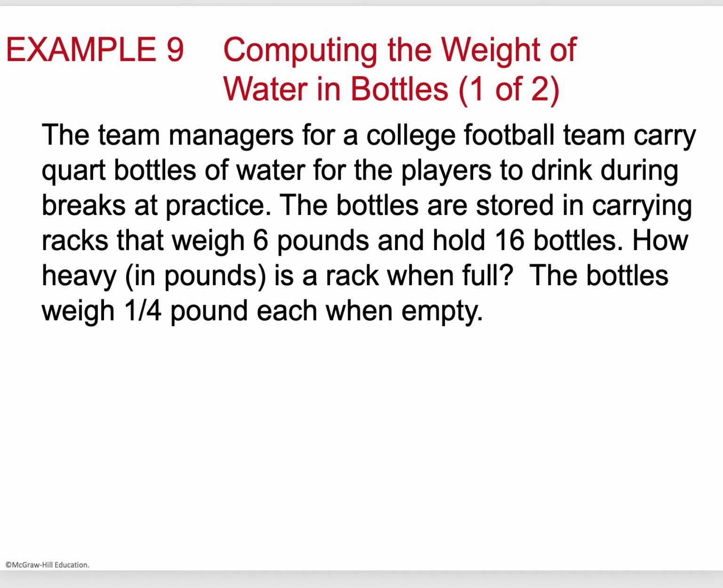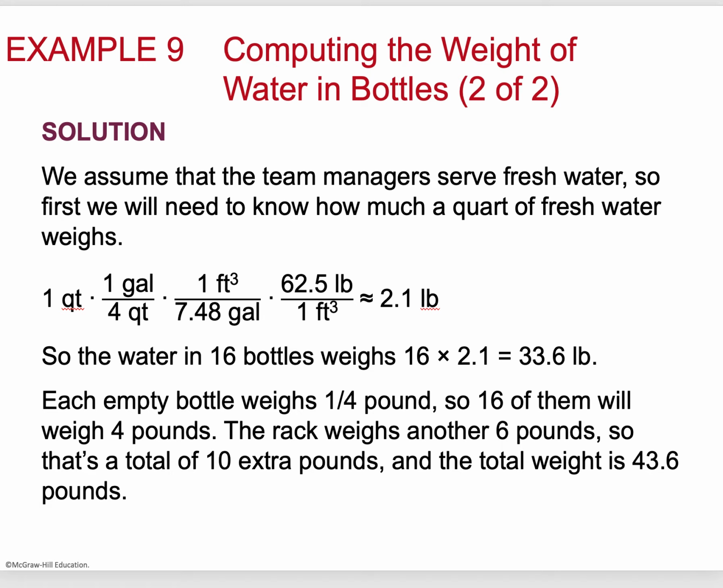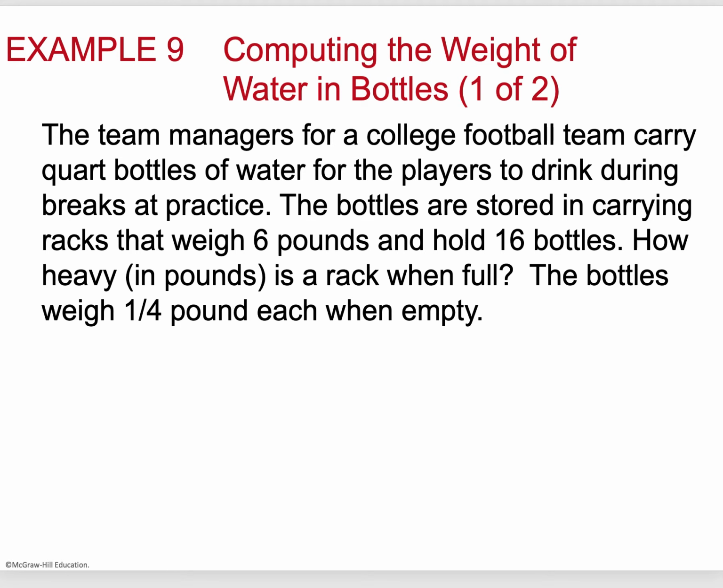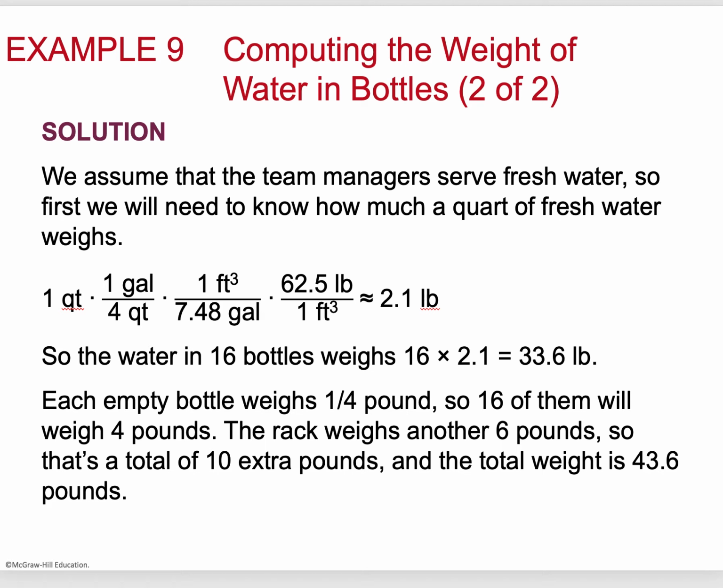If I want to compute the weight of water in bottles, I have to first take and find the capacity of the bottle. And in this case, they tell me the bottles are stored in carrying racks that weigh 6 pounds. The rack itself weighs 6 pounds. How heavy is the rack when it's full? So I have to figure out what is the weight of one bottle and multiply that by 16.